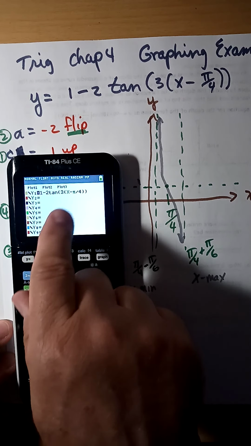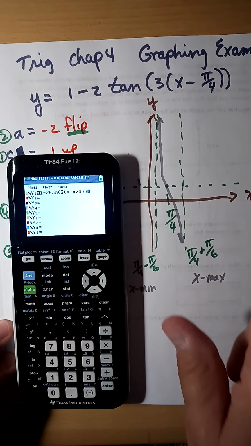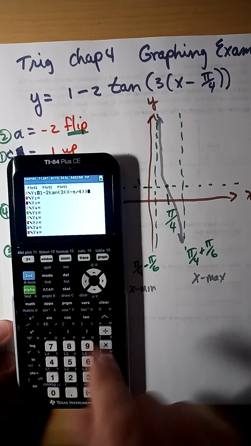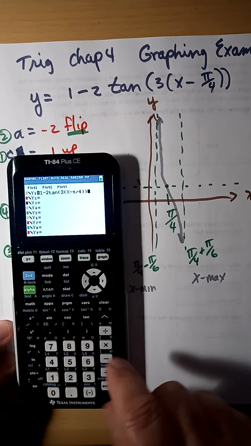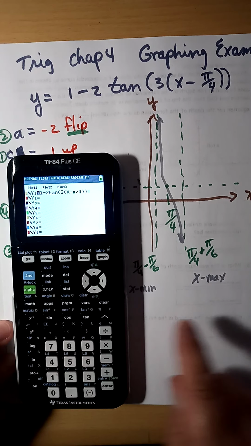If this were cotangent, you could write that as -2 divided by tangent, and you get the cotangent. Same thing with the secant and cosecant. Use 1 over cosine for secant, and 1 over sine for cosecant.